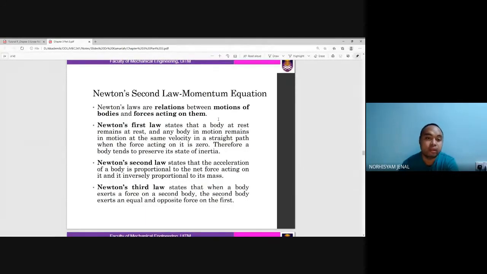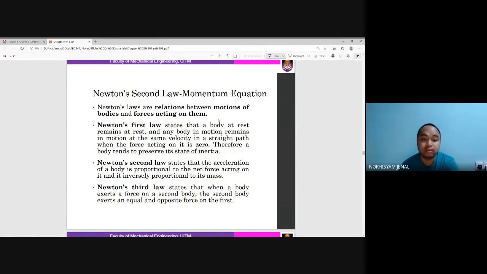Remember, Newton's first law states that a body at rest remains at rest and a body in motion remains in motion at the same velocity in a straight path when the force acting on it is 0. So if a body does not have any force acting on it, it will stay as it is, whether it is at rest or moving at a certain velocity on a straight path, without a change in velocity or acceleration.